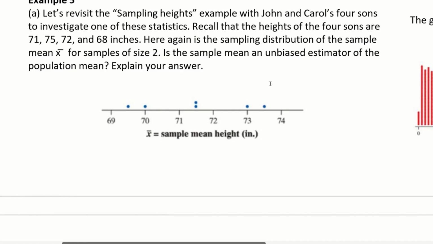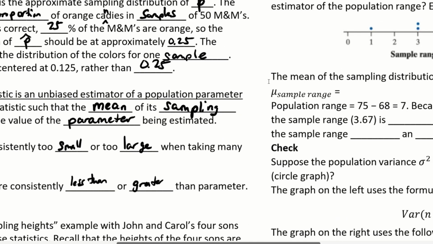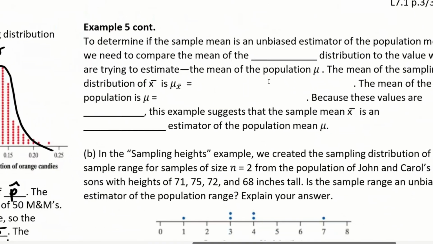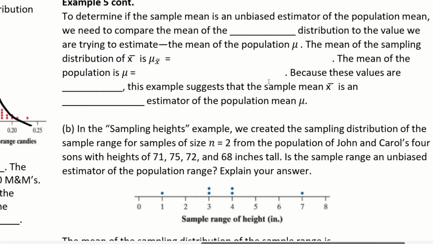So we're going to take the sampling distribution and find the average of it. And if the average of it matches up with the parameter value, which here is mu, the population average of their heights, then it's unbiased. If it doesn't match up, it's not unbiased. Okay? All right, so let's do that. To determine if the sample mean is an unbiased estimator of the population mean, we need to compare the mean of the sampling distribution.